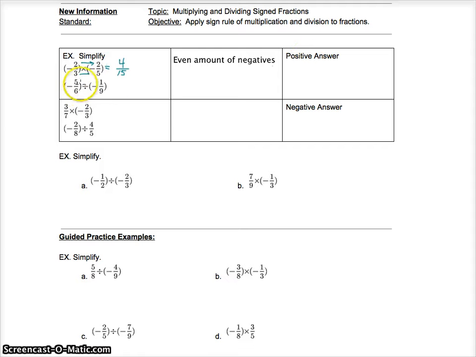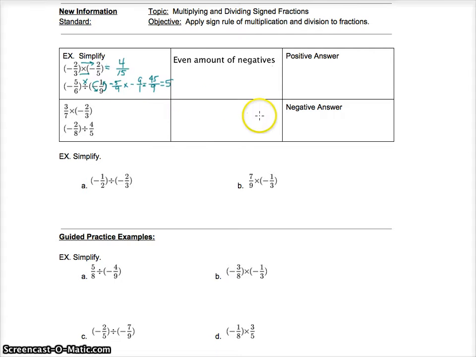So what I'm going to do is I'm going to remember to multiply by the reciprocal, also known as keep change flip. So I'm going to end up with negative 5 over 9 times negative 9 over 1, which gives me positive 45 over 9, and 45 over 9 actually equals 5. They're both divisible by 9.